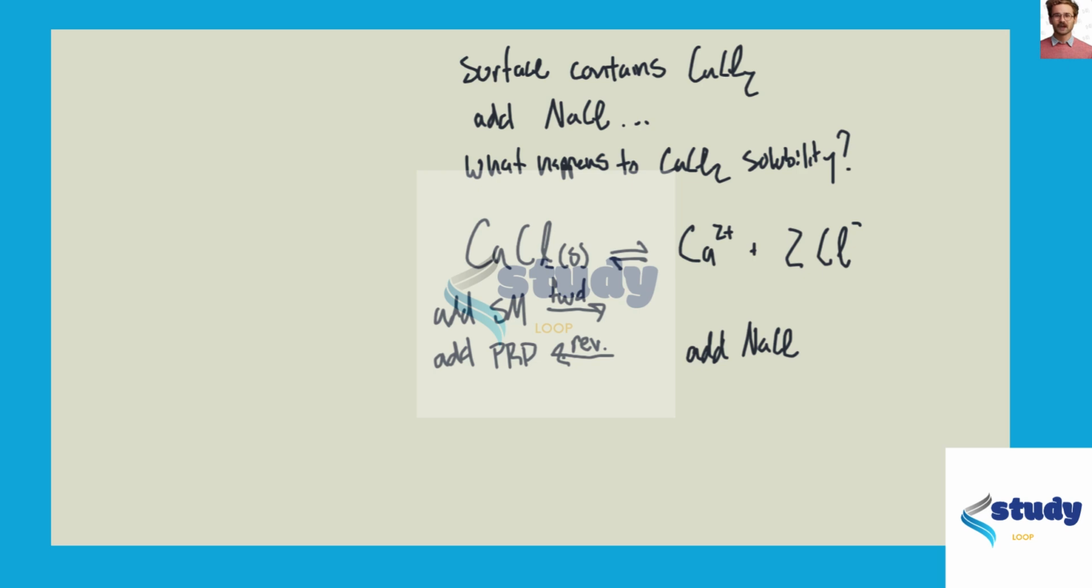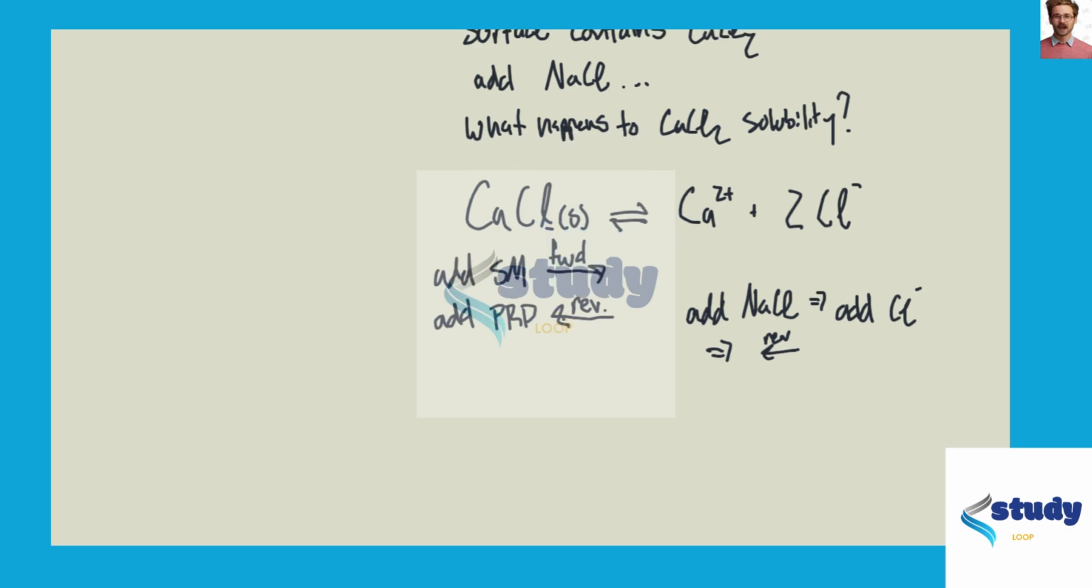that is equivalent to adding Cl minus. And if we add Cl minus, what direction is that going to push the reaction? In the reverse direction. Okay. So does that represent an increase or a decrease in the solubility of calcium chloride if we're pushing in the reverse direction? Well, we're talking about going from dissolved to not dissolved, right? Which means then that the solubility decreases.